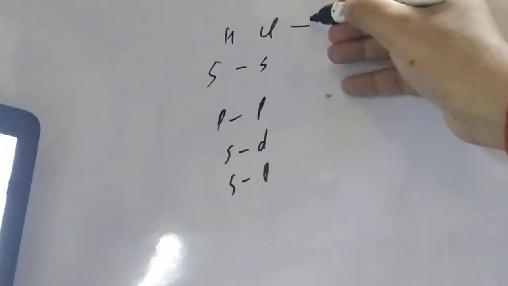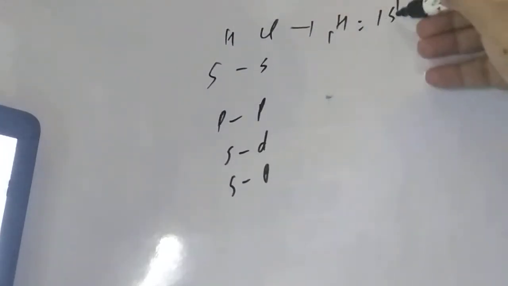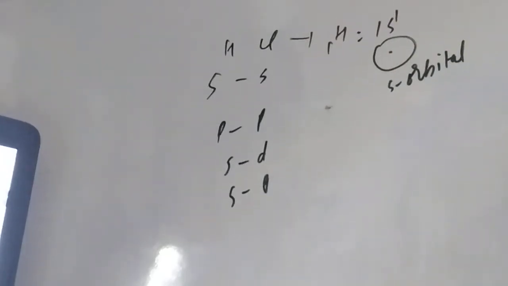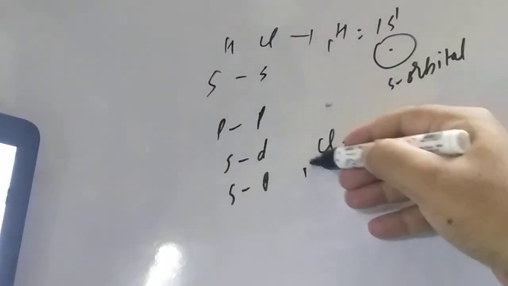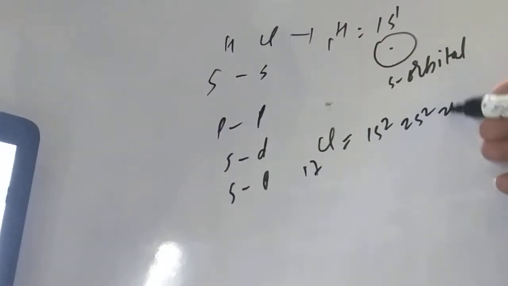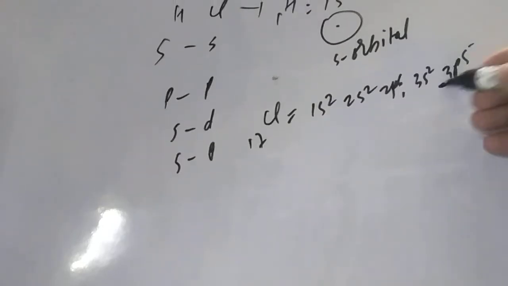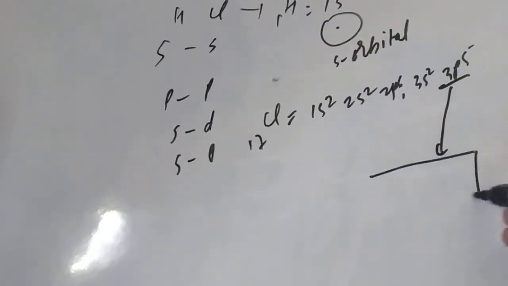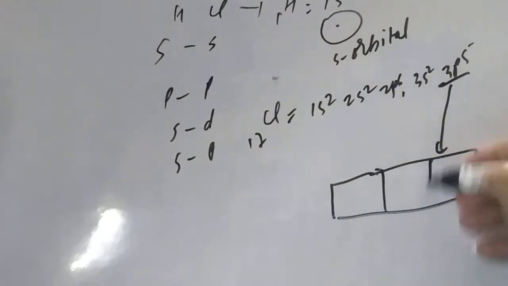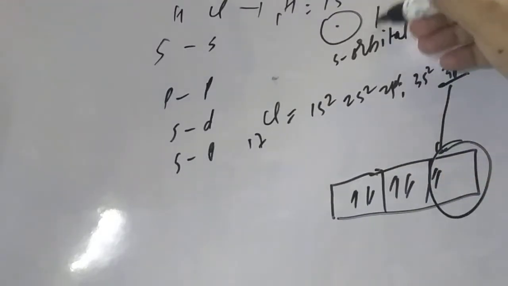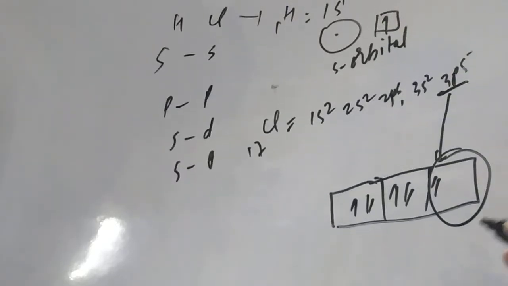So in the HCl molecule, hydrogen has one electron, so it is 1s1, so that is the s orbital. If you check the chlorine, its atomic number is 17, so that is 1s2, 2s2, 2p6, 3s2 and 3p5. In these 3p5, this p orbital has one unpaired electron, and the hydrogen s orbital has one unpaired electron.